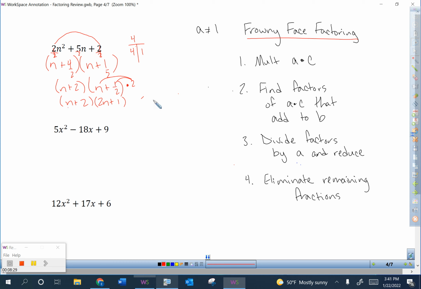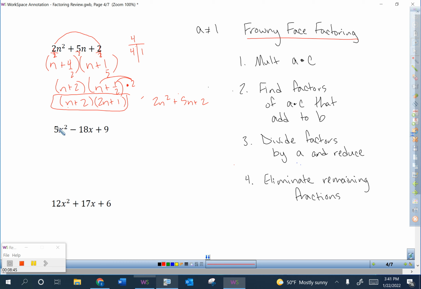Okay, so check it out. N times 2n is 2n squared, plus n plus 4n is plus 5n, and last times last is plus 2. We are back at the original problem. So you probably didn't learn this method in school, but I do think using this frowny face method actually eliminates some frustration, because sometimes it's very difficult to think ahead of time on what combinations of factors would get you to the original.